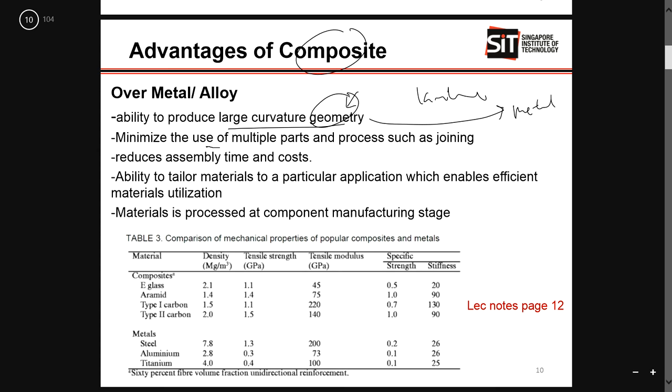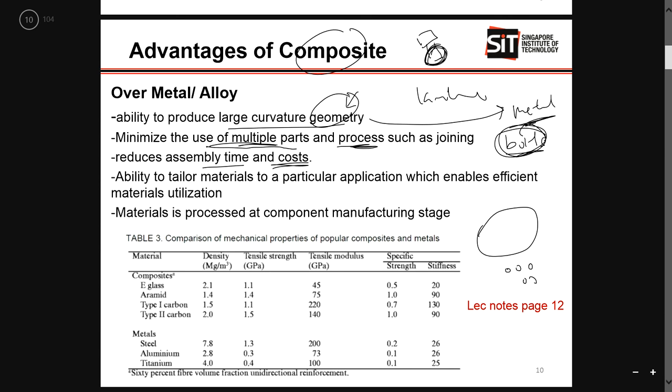Okay, and it minimizes use of multiple parts, meaning if you want to use metal, you will need your bolts and nuts. Alright, you need to calculate your required strength, whether the bolt will fail or not, and whether this part will fail also. So these are the processes in calculation. Therefore, when you're using composites, you're only calculating the composite itself. You're not calculating the bolts and nuts, things like that. So this is another advantage, and therefore it reduces your assembly time and your cost.